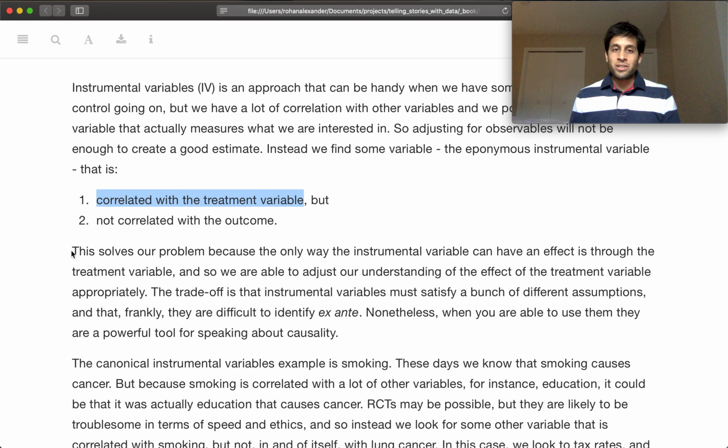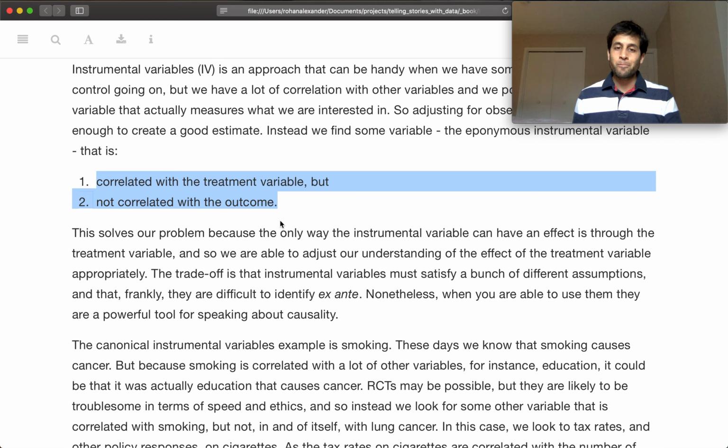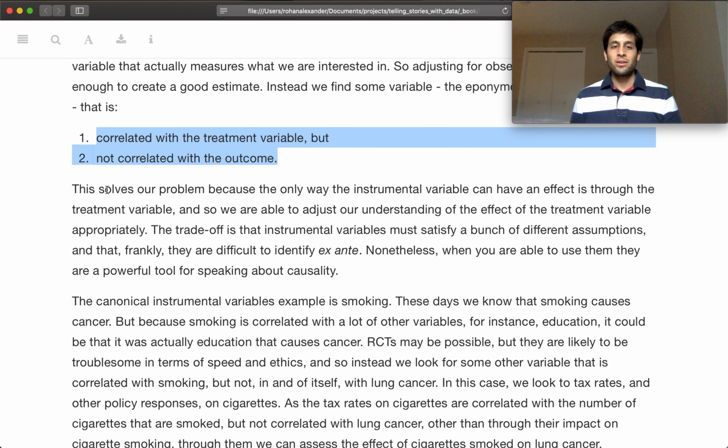Now, if we can find such an instrumental variable, then this is going to solve our problems. And the reason it solves these problems is because of this trade-off. Because the only way that the instrumental variable can be affecting the outcome is through its effect on the treatment. And so we look at how much the treatment variable is affected by the instrumental variable. Let's just say we change the instrumental variable 5%, and then the treatment variable varies by 5%, and then we see further on that this affects the outcome by 5%.